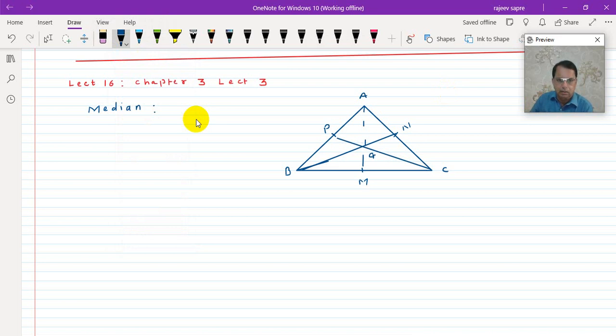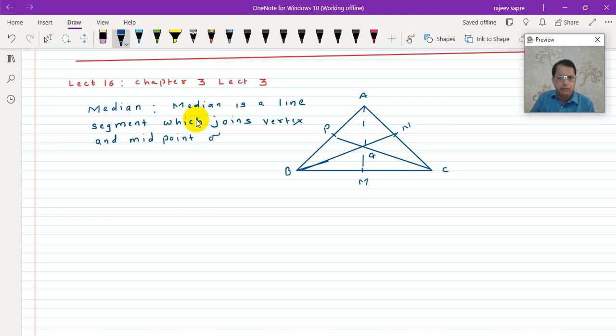So first, what is a median? A median is a line segment which joins a vertex and the midpoint of the opposite side. See, in this particular triangle, A is the vertex, BC is the opposite side.